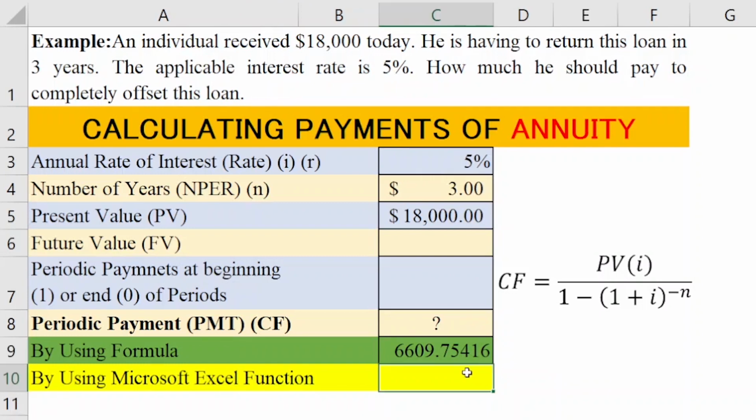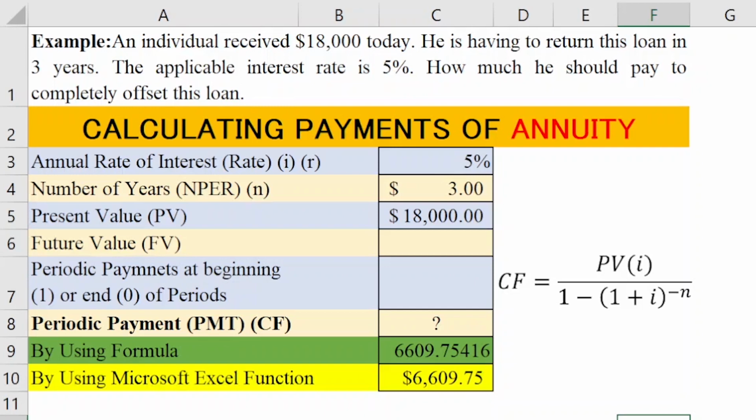By using the Microsoft Excel function, we can calculate PMT. Rate is 5%, comma, NPER 3, comma, 18,000 is the present value, and we will place a minus sign before it, close the parenthesis, press enter. So the payment is computed, that is 6,609. That's about the calculation of number of years and payments in case of a lump sum amount and an annuity.